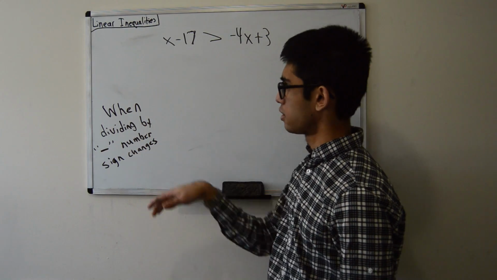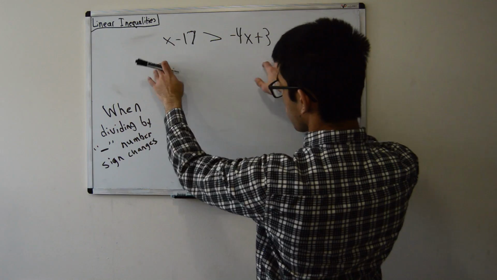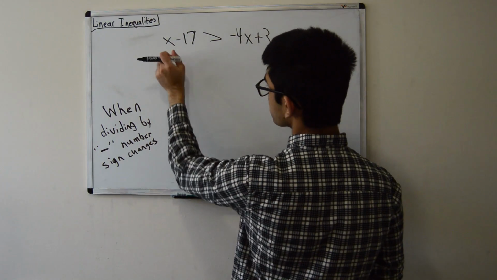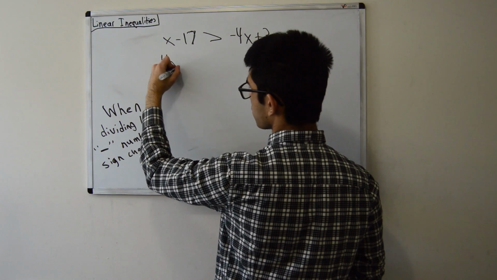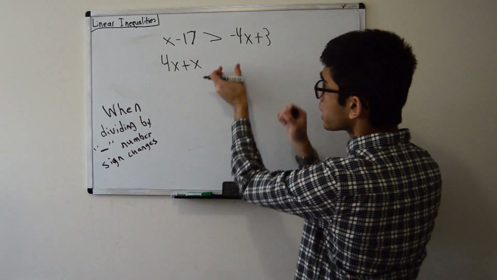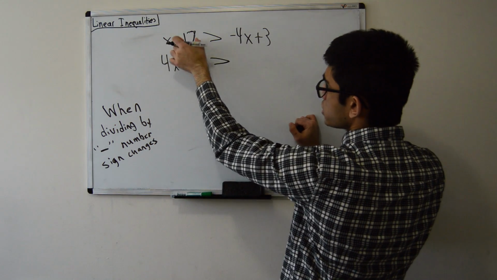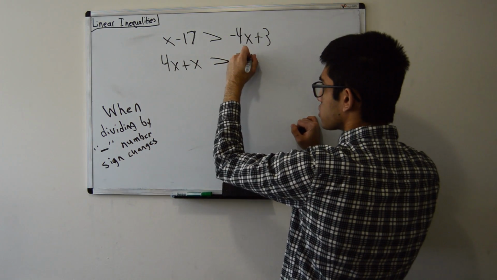Okay, so let's do this inequality, alright? So again, let's go ahead. And if you see this inequality, it's like normal algebra, alright? So what I'm going to do is bring the 4x to this side. So this side is going to be 4x plus x. What am I doing? Again, just normal algebra. 4x to this side, keep the sign the same. The 17 onto this side, so 17 plus 3.